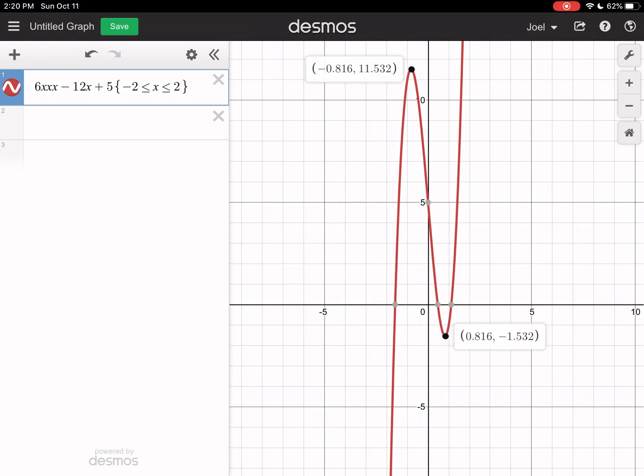I'm on an iPad. The local minimum happens at 0.816 in the x, and then the y value at that minimum is -1.532. Okay, so we can take this information now, and we can tell that this graph is increasing from -infinity, if you follow it from left to right, up to -0.816. Okay, so it's increasing there. Then it decreases from -0.816 down to 0.816, and then it increases again from 0.816 to infinity.